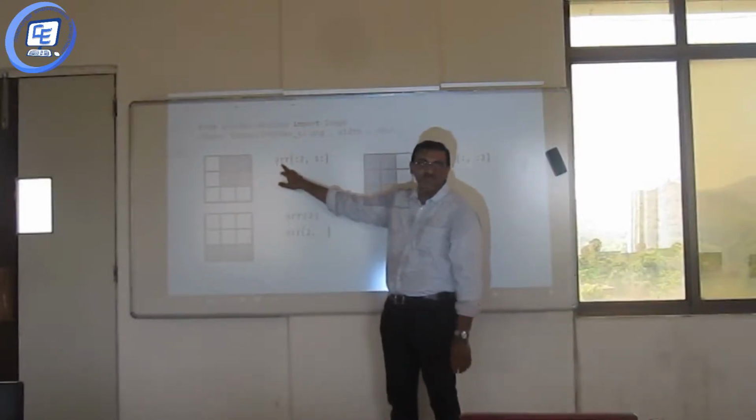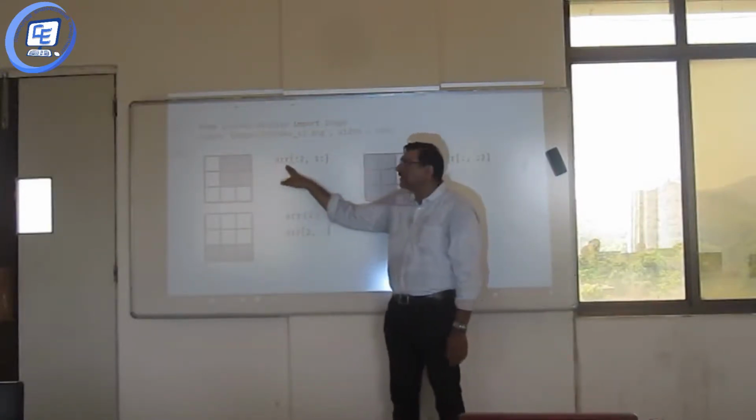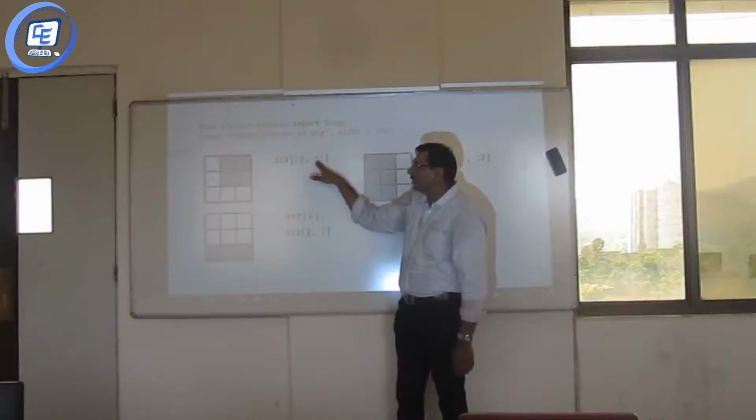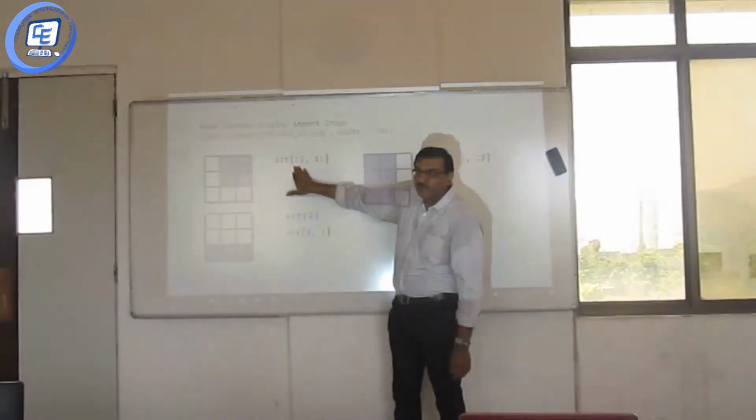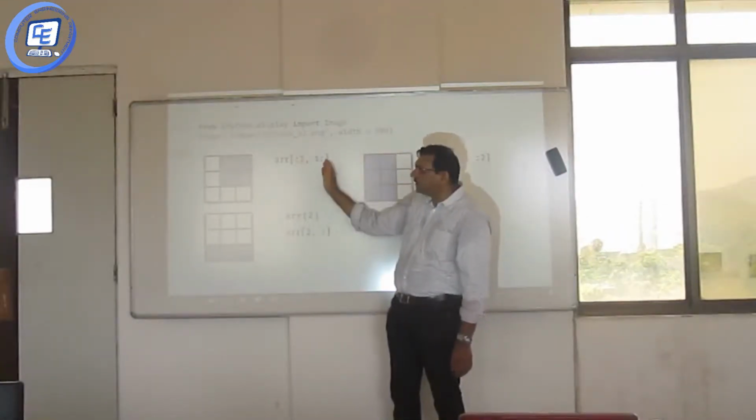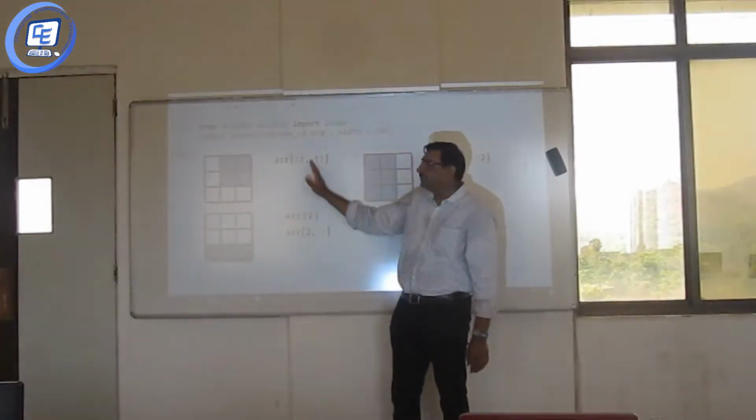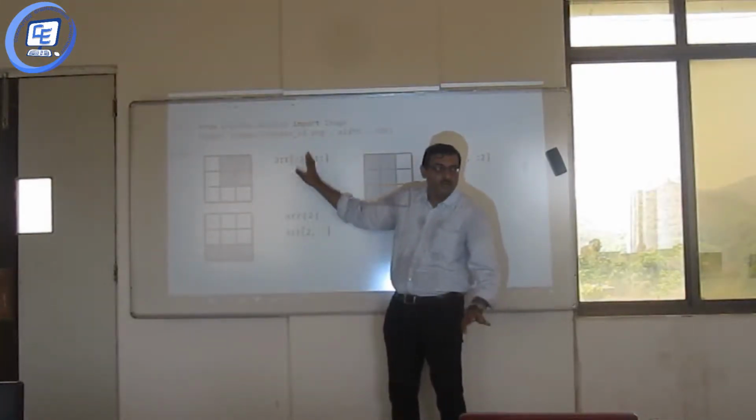And the variable name is ARR. What is the meaning of this? ARR[:2, 1:]. Whatever comes before the comma is called the row, and whatever comes after is called the column. Before the comma, row; after the comma, column.